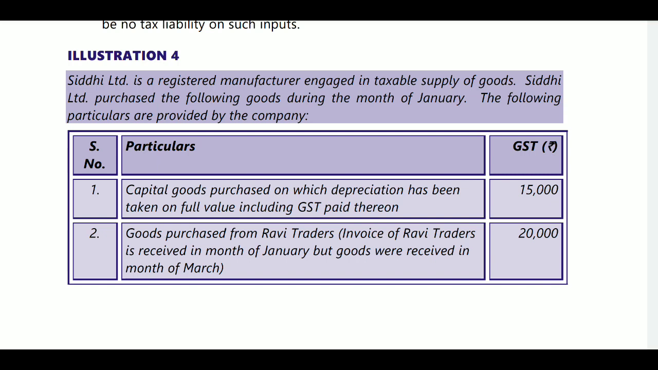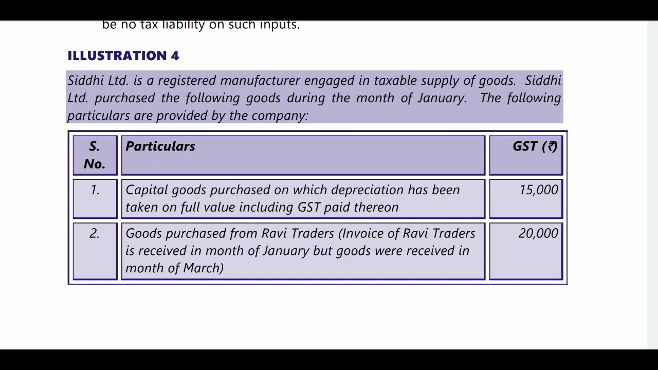Next, a car purchased for making further supply, which is destroyed in an accident while being used for test drive by potential customers. If any product is destroyed, on that input you cannot claim the ITC. So 30,000 ITC is not available.